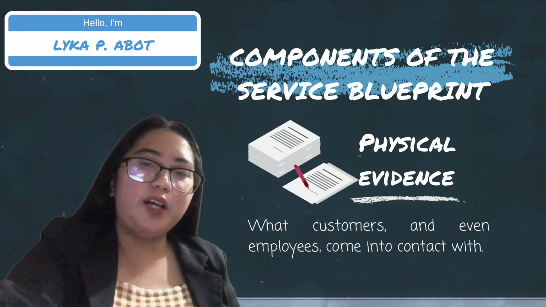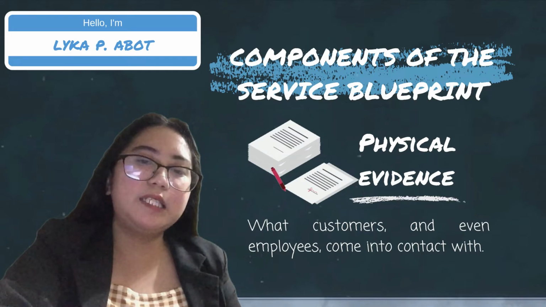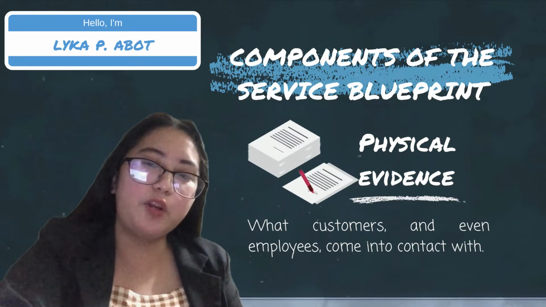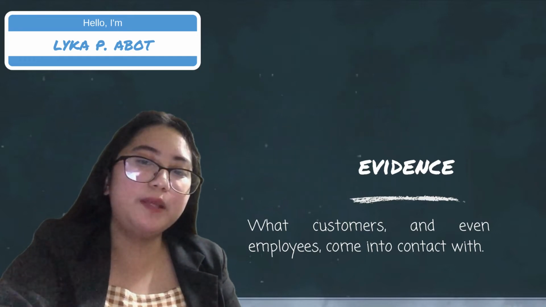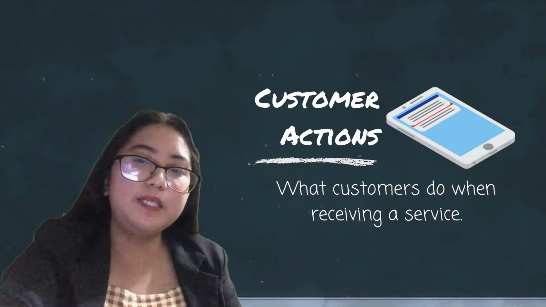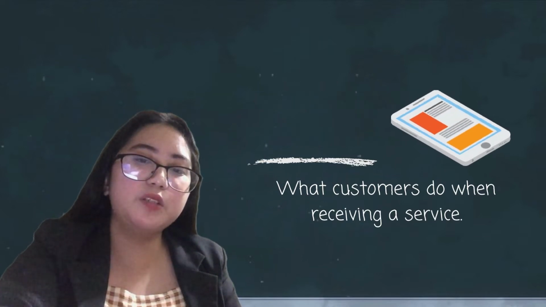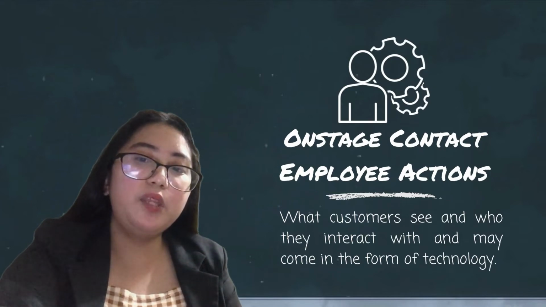Physical evidence is what the customers and even employees come into contact with. For example, this category comprises not just a physical venue such as the store or the company website, but also any signs, receipts, notices, or confirmation emails, and so on. Customer actions are what the customers do when receiving service, like visiting the website or speaking with staff in person or over the phone.